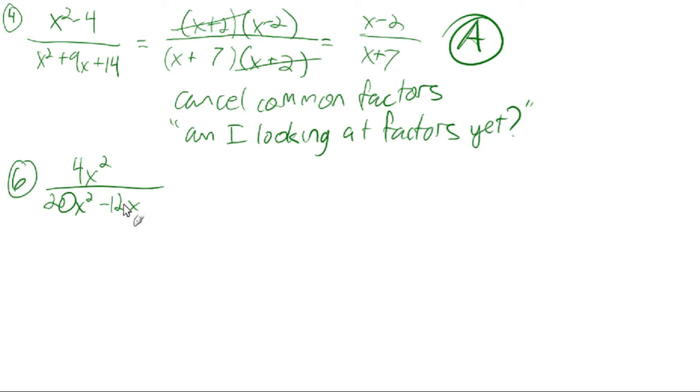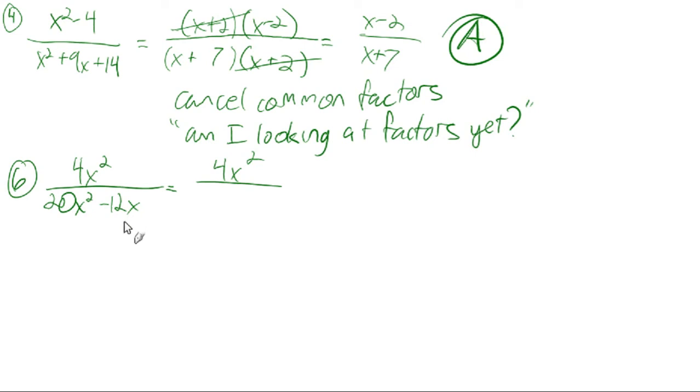Okay? But here, we could factor this. We could factor out first. What we always do with any polynomial when we factor is look for the common factor among all of the terms. We've got 2 terms here. Do we have any common factors?